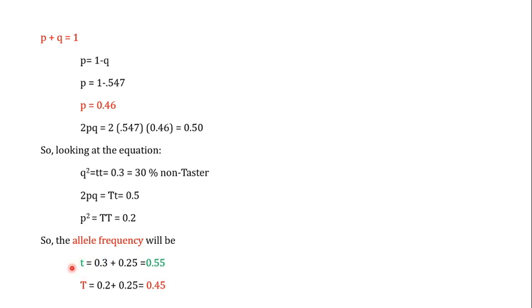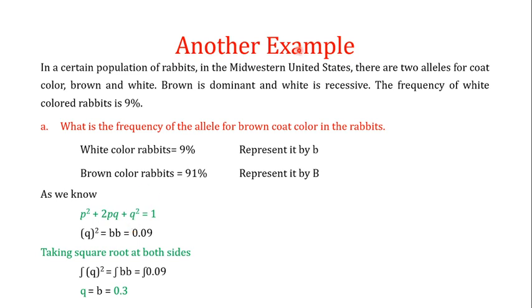So the allele frequency of the small t is 0.55, and the allele frequency of the capital T is 0.5 over here. Now you can see that the allele frequency of the capital T is low as compared to the allele frequency of the small t. But as the capital T can express itself in both the homozygous and the heterozygous condition, in the population the tasters are more numerous as compared to the non-tasters.